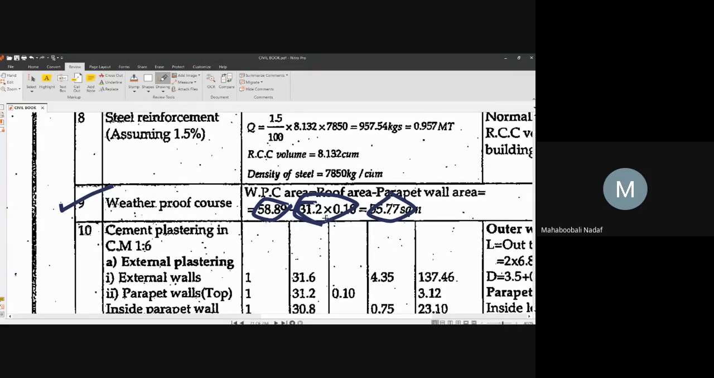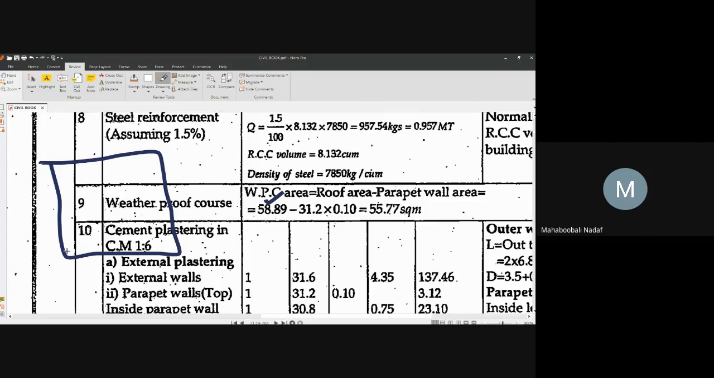Roof area from the previous step. The previous step was there, no? Item. 58.89 square meter it was there. Just see this diagram. This is your total roof area, 58.89 square meter. In that, what is the length of parapet?